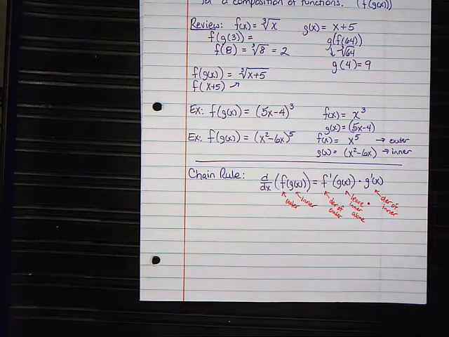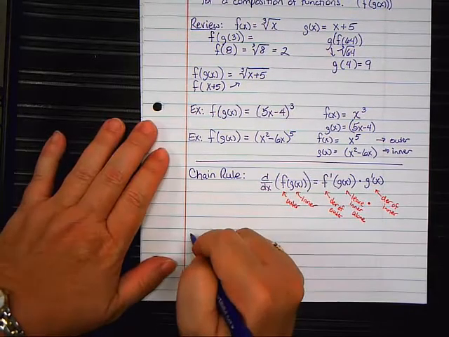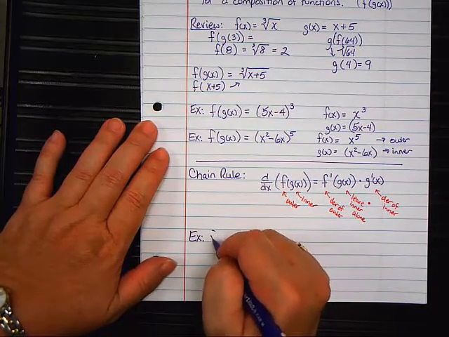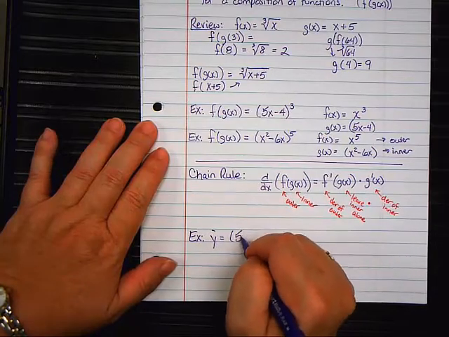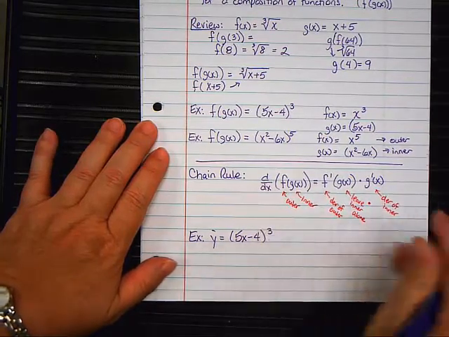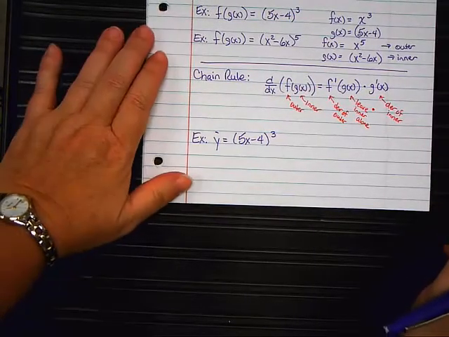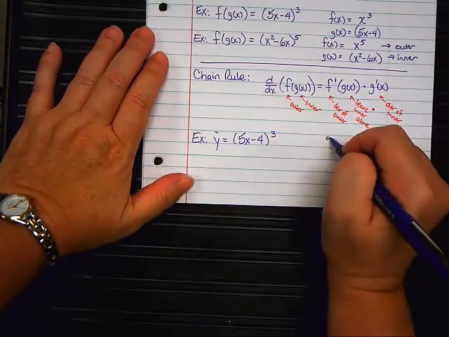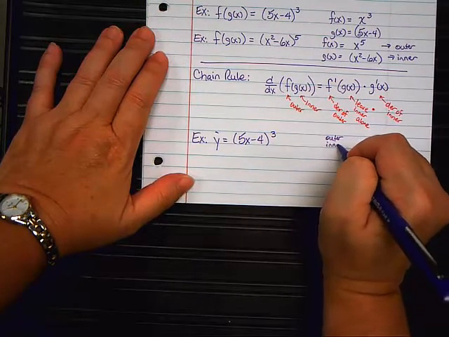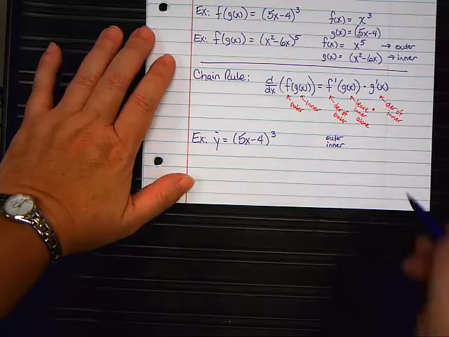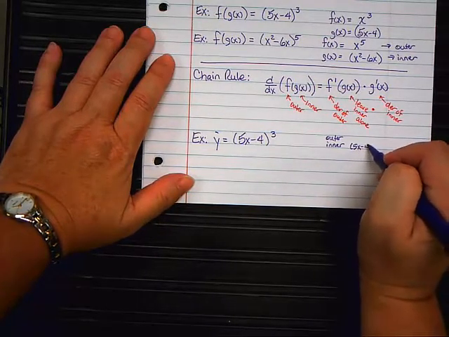Okay? So now, let's try one of these, a simple one. Let's take the function at the top that we had, y equals 5x minus 4 to the third. We just did that one in the f of g of x lesson part. Before you do any of these, I want you to write down what is the outer and what is the inner. We're going to write it slightly different than the way we wrote it before. The inner is going to stay the same. What is the inner function again? 5x minus 4. Write it in a parenthesis. Okay?